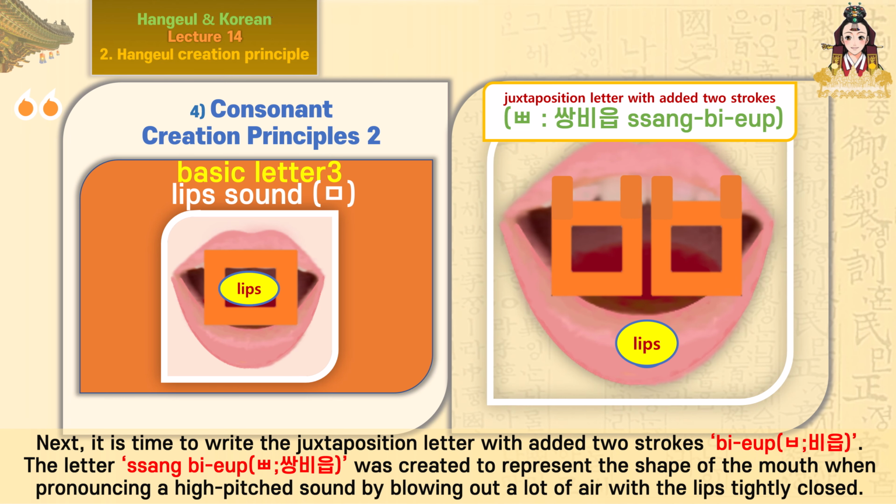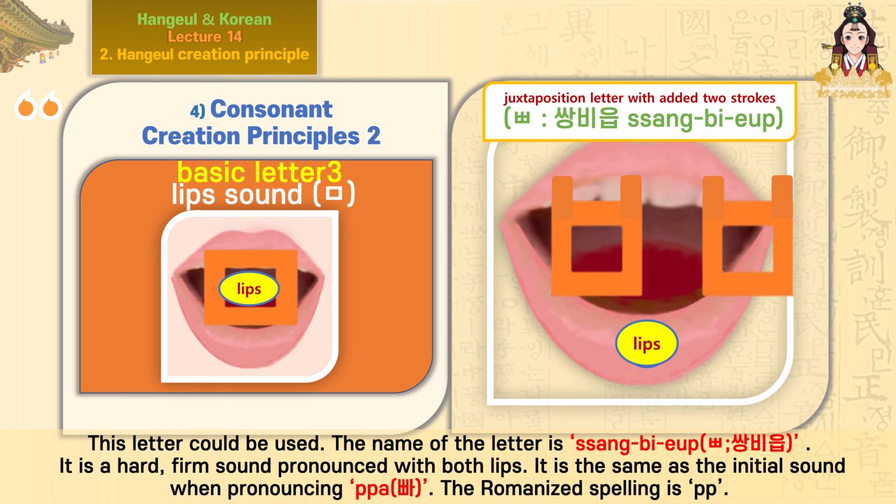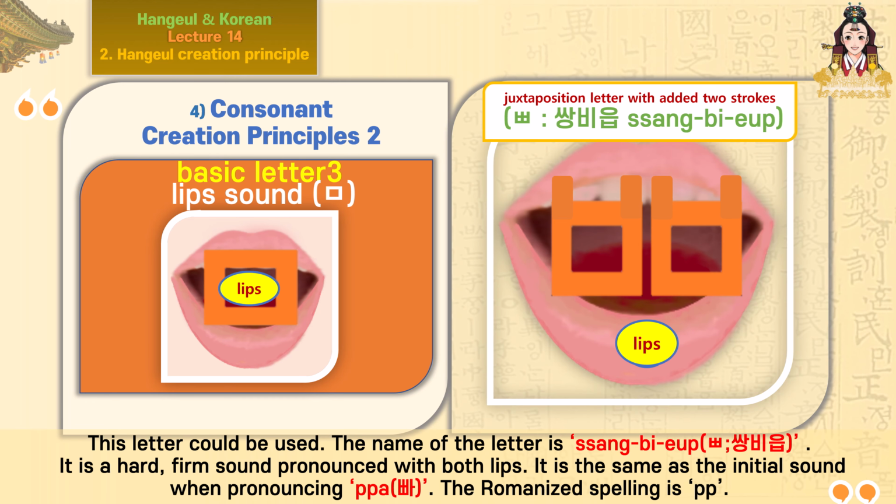Next, it is time to write the juxtaposition letter with added 2 strokes, bu. The letter, song bu, was created to represent the shape of the mouth when pronouncing a high-pitched sound by blowing out a lot of air with the lips tightly closed. This letter could be used. The name of the letter is song bu. It is a hard, firm sound pronounced with both lips. It is the same as the initial sound when pronouncing ba. The Romanized spelling is pp.